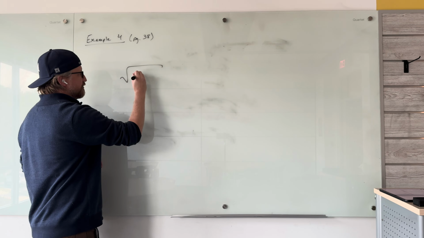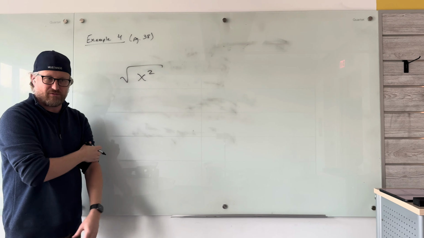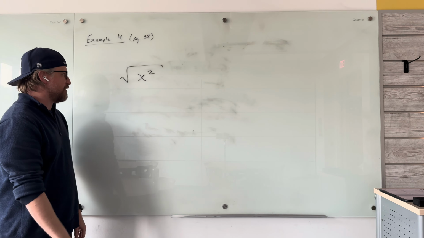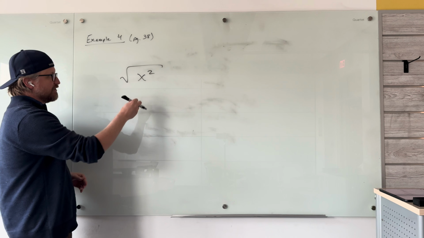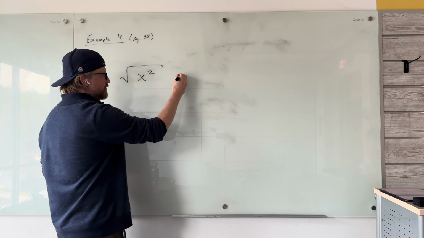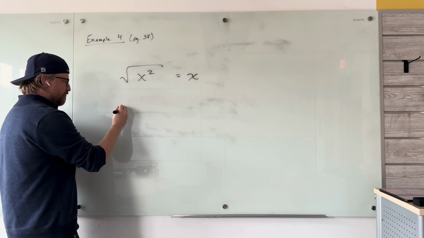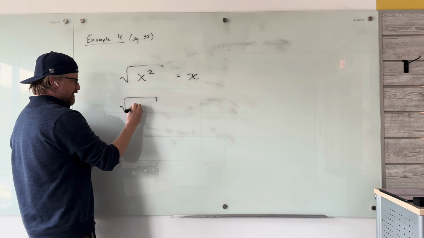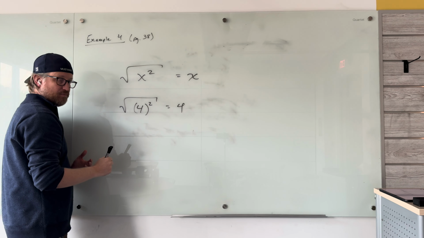And it deals with the expression square root of x squared. And a lot of y'all hopefully would want to gut check and immediately say, well, the square root and the square are inverses, so this answer is just x. So like if I was to take the square root of something like 4 squared, this answer would just be 4.